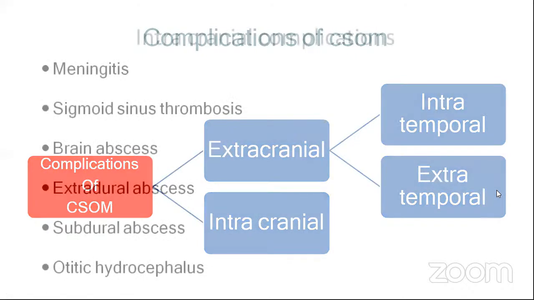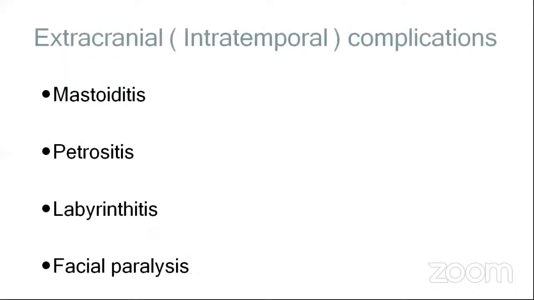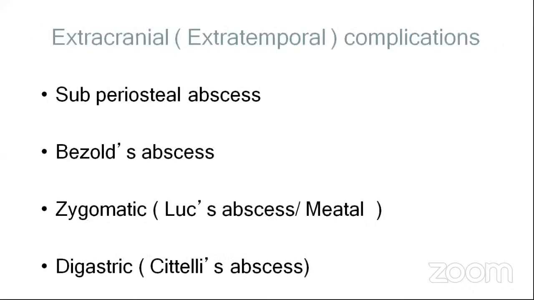So the intracranial complications include meningitis, sigmoid sinus thrombosis, brain abscess, extradural abscess, subdural abscess, and otitic hydrocephalus. Whereas the extracranial intratemporal complications include mastoiditis, petrositis, labyrinthitis, and facial paralysis. And the extracranial extratemporal complications are subperiosteal abscess, Bezold abscess, zygomatic abscess, and digastric or Citelli abscess.